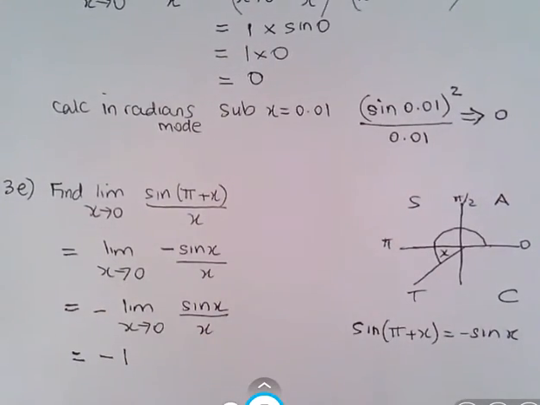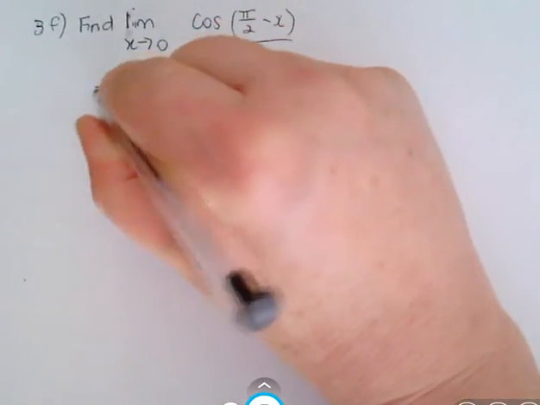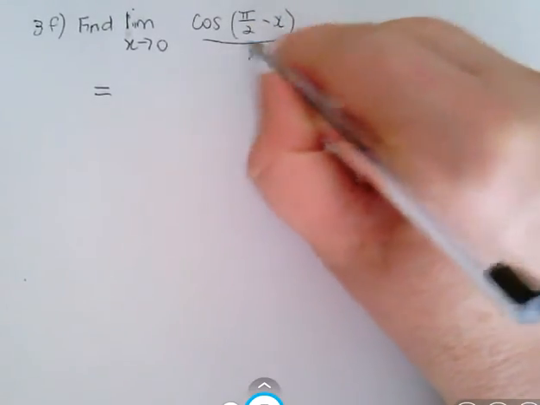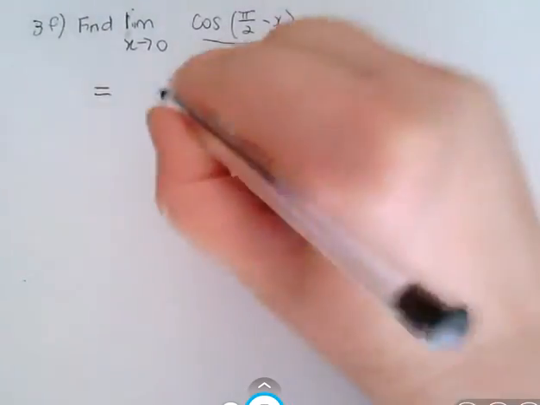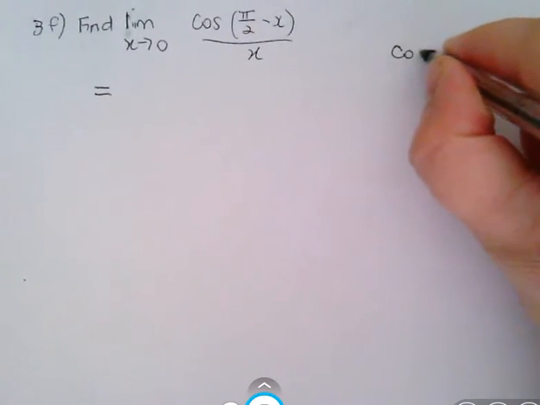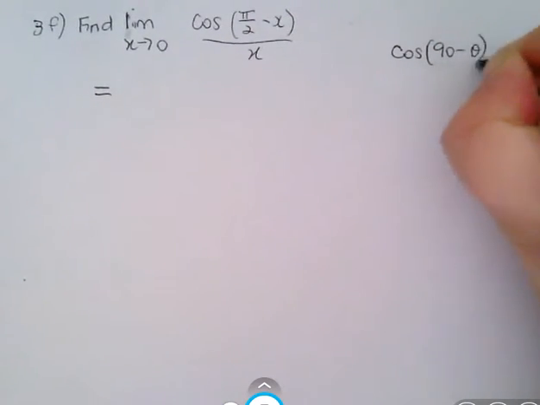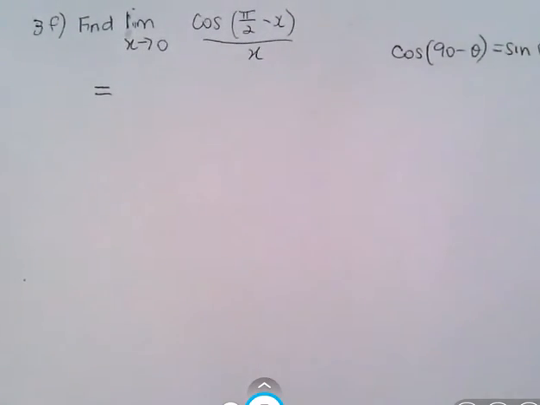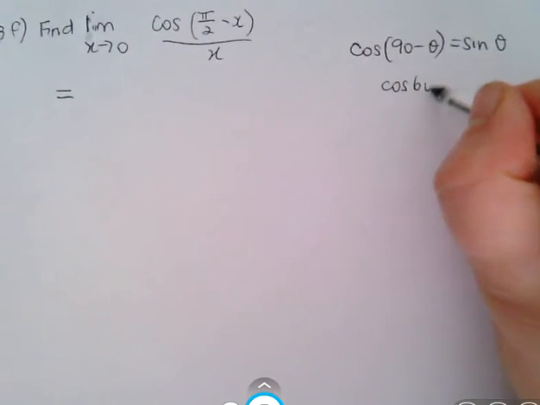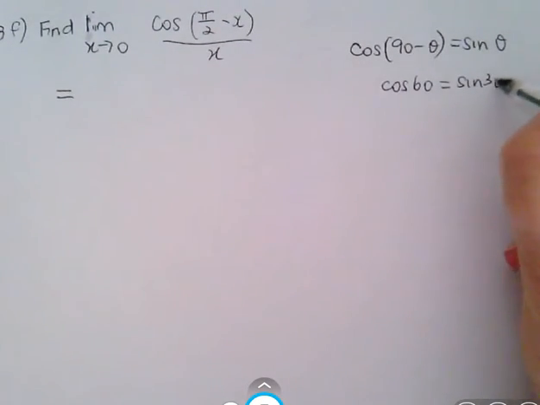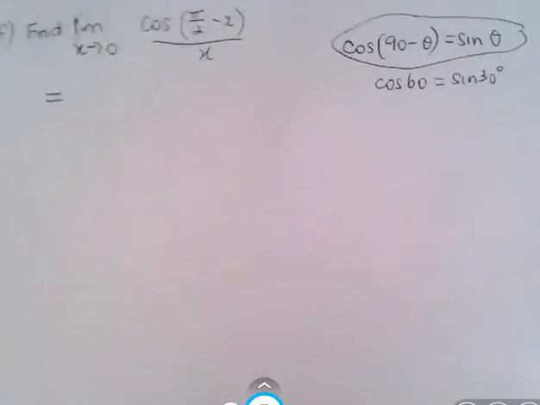Okay, and just this example here, we need to rewrite the way that this cos of pi on 2 minus x looks. Now this is a complementary result. We know that the cos of 90 minus theta, for example, is the same as sine theta. So for example, that's like cos 60 equals sine 30. If theta was 30, we know that sine 30 is the same as cos 60. So this is this complementary angle result.